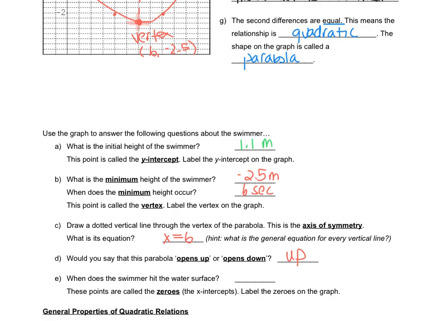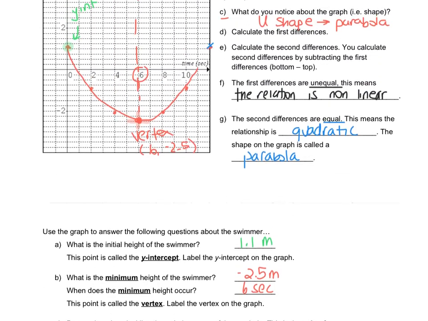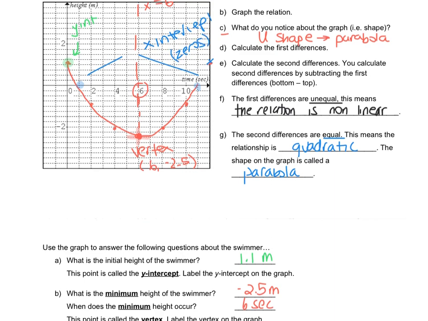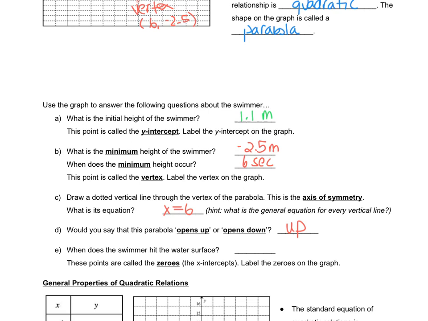And finally, when does the swimmer hit the water surface? Well, if we look at it, it's actually in 2 different points. They hit the water surface when they're going into the water, and it looks like it's about 1 second roughly. And they hit the water surface again when they get out of the water. So it looks like at 1 and 11 seconds. And these values are on the x-axis, so these are called our x-intercepts. Now, x-intercepts have multiple names. They can also be called our zeros. So let's write those in. At 1 and 11 seconds.